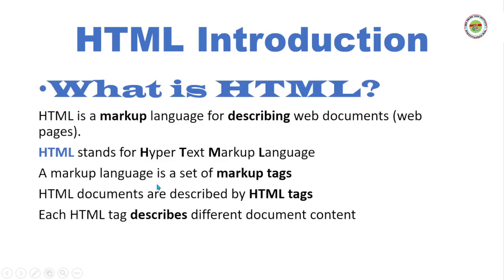A markup language is a set of markup tags, okay, and HTML documents are described by HTML tags. So every HTML element is described or displayed by an HTML tag. When the HTML tag is not present in a website or within the code editor, sometimes it may give us an error on the website, or the page will not even be displayed. We will not see the content in it. So each HTML tag describes different document content. We will see that in the next slides.